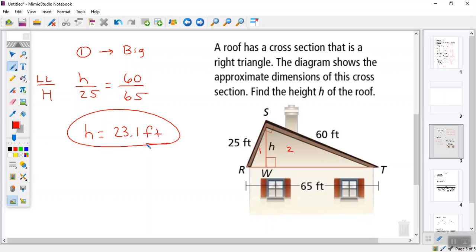Now guys, just take a look at the drawing. Somebody tell me why 23.1 seems like a reasonable number. It's shorter than the hypotenuse. Yeah, it's shorter than 25, but this is a pretty steep pitch, right? So one would think this height is going to be shorter than 25, but fairly close to 25, isn't it? Are we fairly close to 25 feet from that diagram? Bet we are.